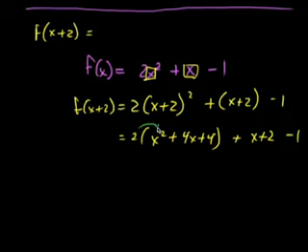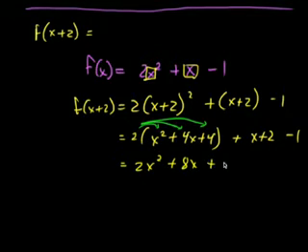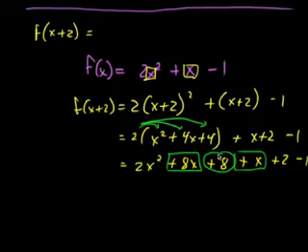And now I could distribute the 2 to all of these terms and just simplify what I can. So I'll get 2x squared plus 8x plus 8 plus x plus 2 minus 1. And then I'll go through and combine what I can. So for the x squareds, I don't have any other x squared terms, but I will be able to combine the 8x with the x, and I'll combine the 8, the 2, and the negative 1.